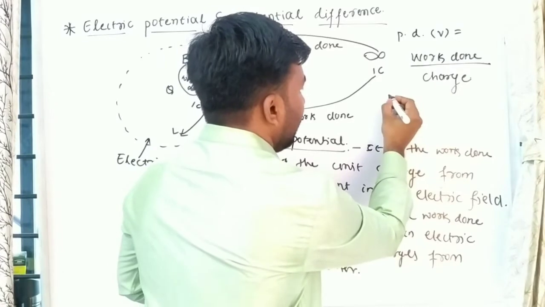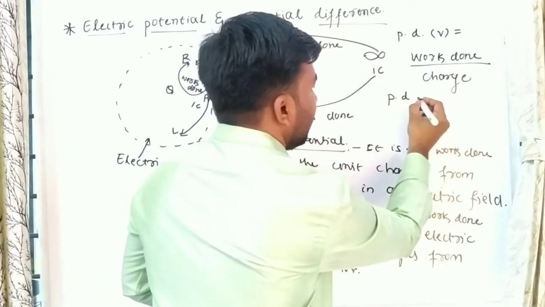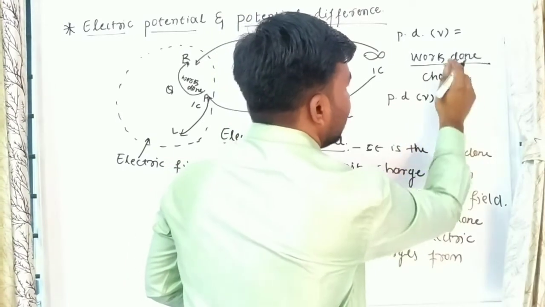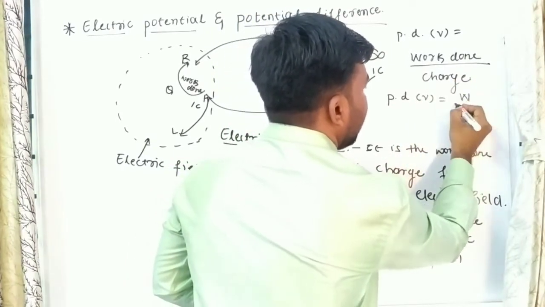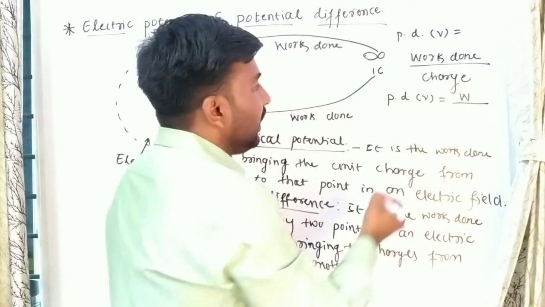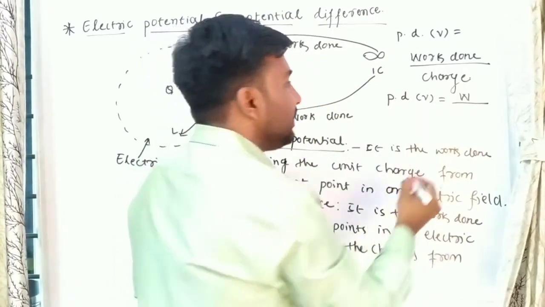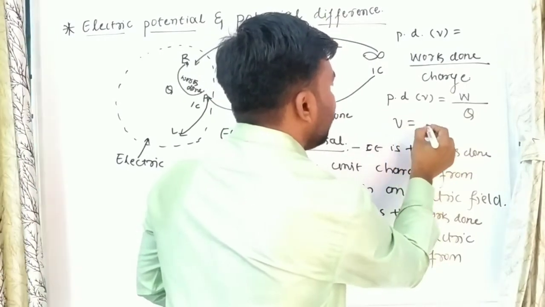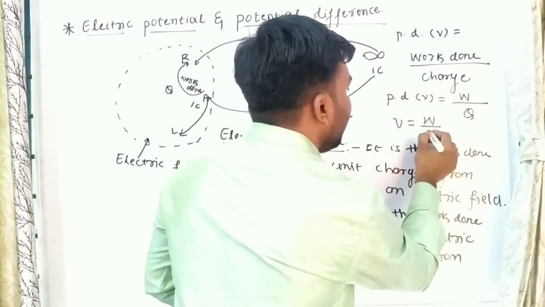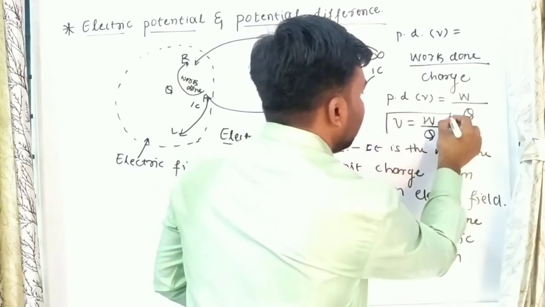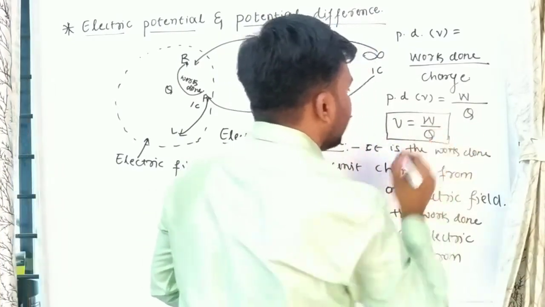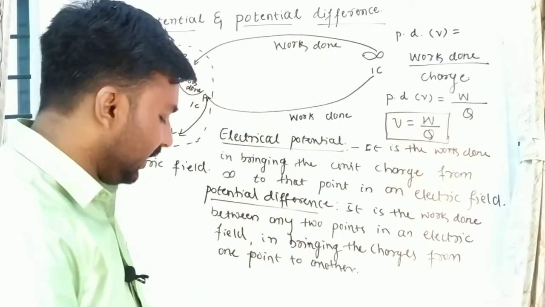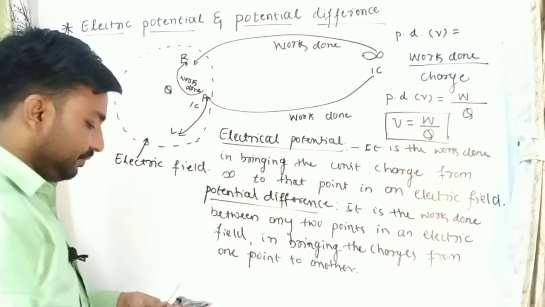Symbolically, potential difference, that is V, is equal to work done, denoted by the letter W, and charge is denoted by the letter Q. Therefore, V is equal to W divided by Q. It is the formula for the potential difference.